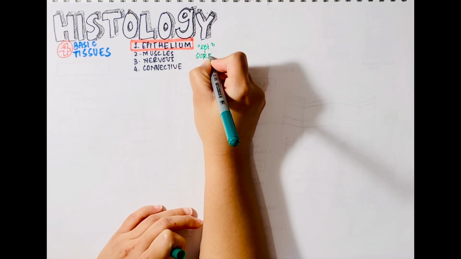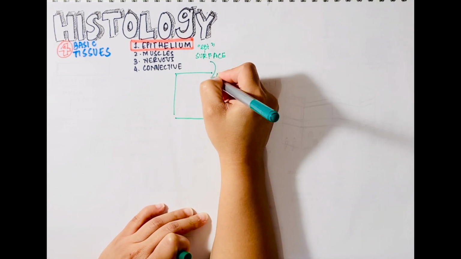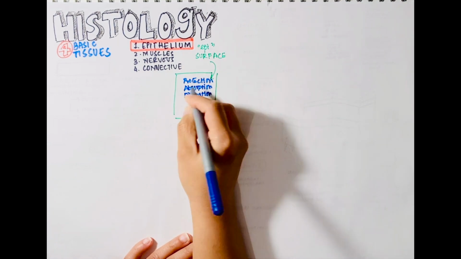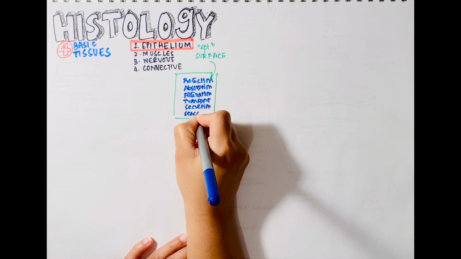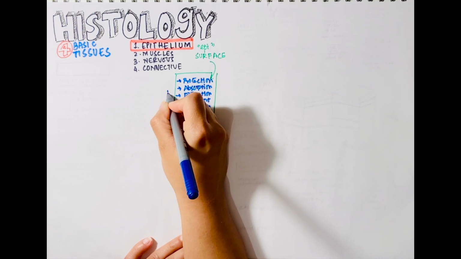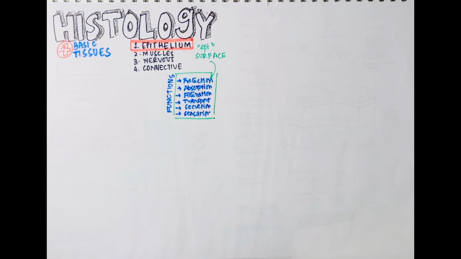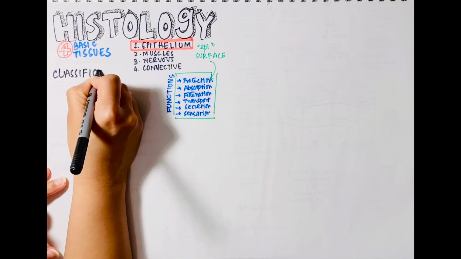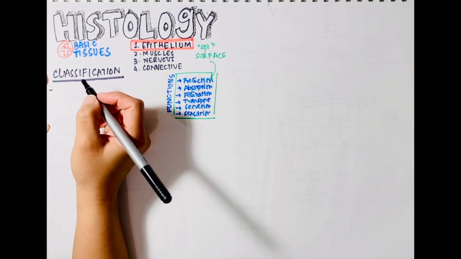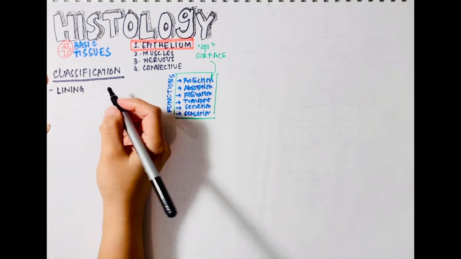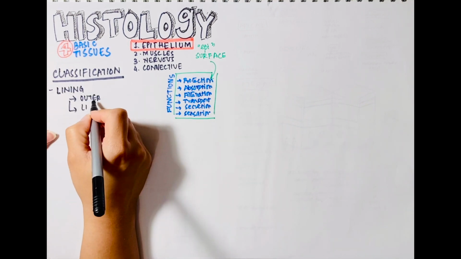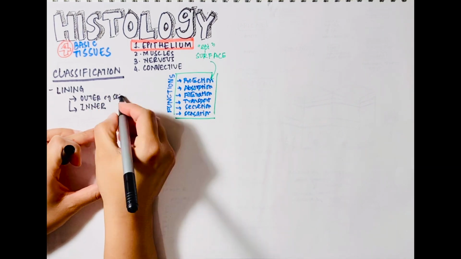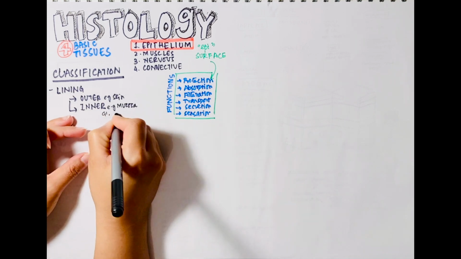So epi means surface, and this type of tissue is important in protection, absorption, filtration, transport, secretion, and even sensation. Epithelial tissue can be classified in various different ways. It forms the lining of our body, both the inner and the outer lining. Our outer lining is the skin, and our inner lining is the mucosa, which is found in GI, respiratory, and reproductive tracts. So anywhere where protection is required, it's there.